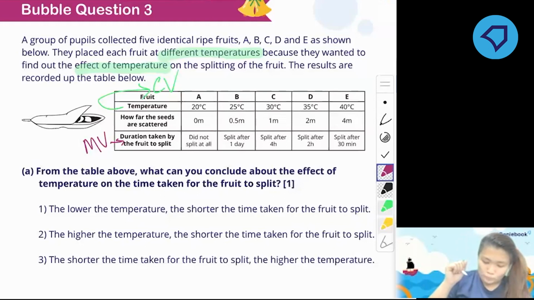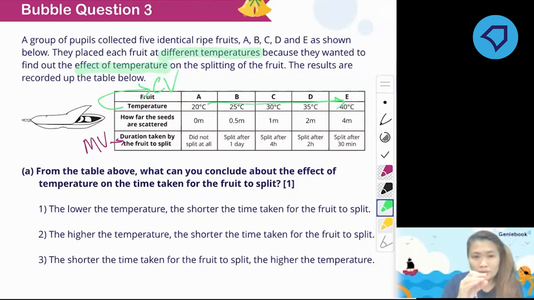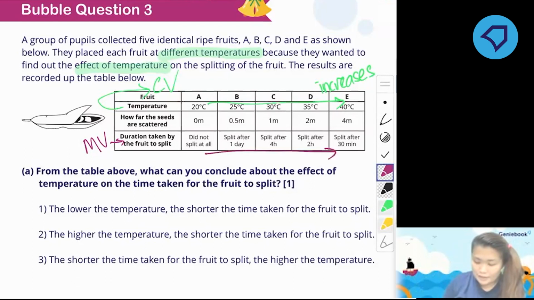Okay, so what we see about temperature here is, if you look at how the fruits are being tested, the temperature is increasing, right? Temperature increases for higher temperature. And what do you notice about the time taken for it to split? The time taken for it to split decreases, right? It became faster, so the shorter time. So your answer here would be number 2. Very good. Most of you got it correct.